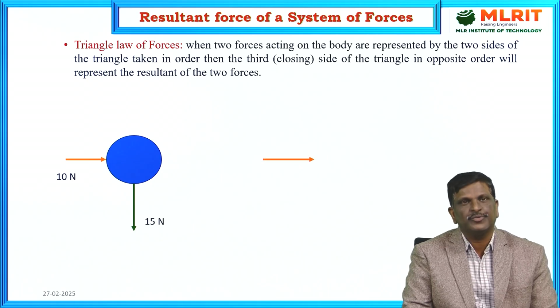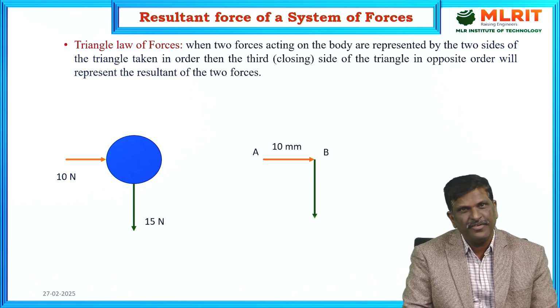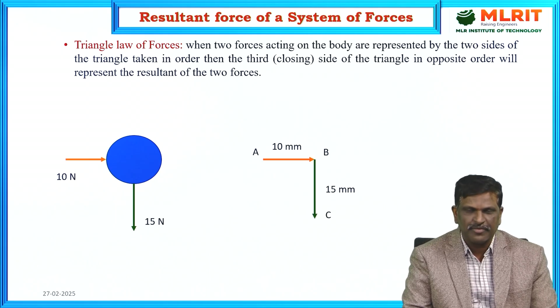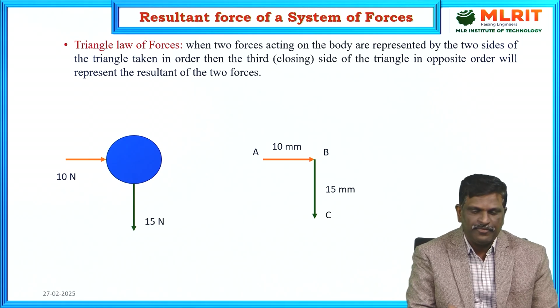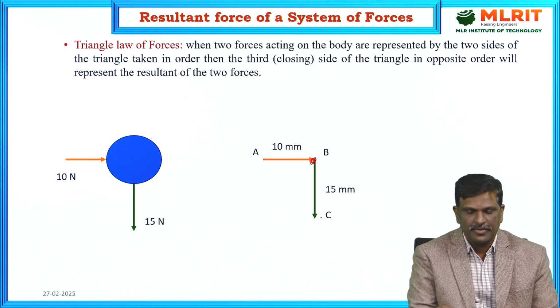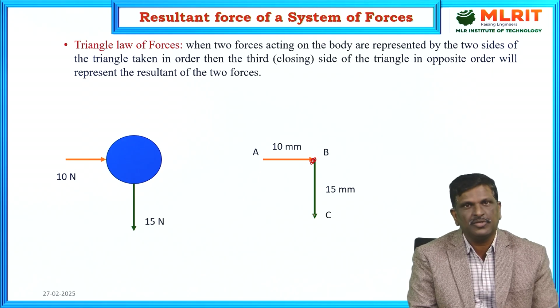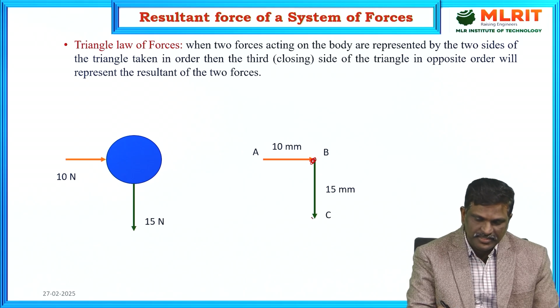The 10 Newton force is represented by a line of 10 mm and the 15 Newton force will be represented by 15 mm. We can take any suitable scale to represent the force as a line. Now, these forces are taken as the two adjacent sides of the triangle in order. Where the 10 Newton force stops, from that place the 15 Newton force starts. This is in order. AB and BC are the two adjacent sides of the triangle. Now, the closing side is CA.